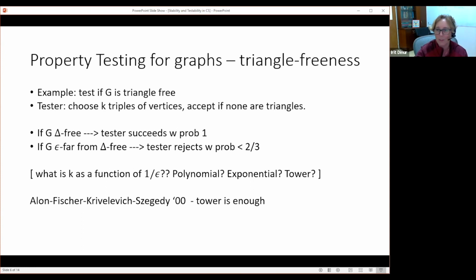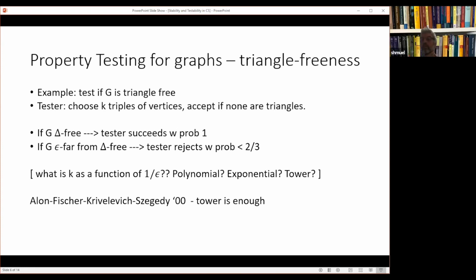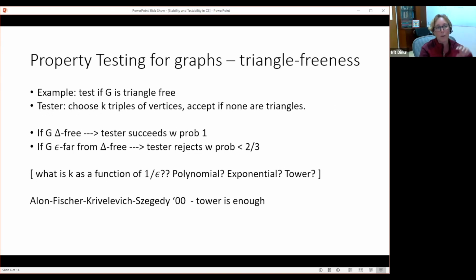By the way, does anyone know where this tower comes from in this proof? The way to prove these things is by using the Szemerédi regularity lemma, where you take any dense graph and you can always partition it into parts. This is the regularity lemma. And then you can use these parts to count how many triangles. If you throw randomly enough triples on your graph, these triples will kind of go between all possible parts, if the number of triples is large enough with respect to the number of parts. And in the regularity lemma, the number of parts is a tower function.